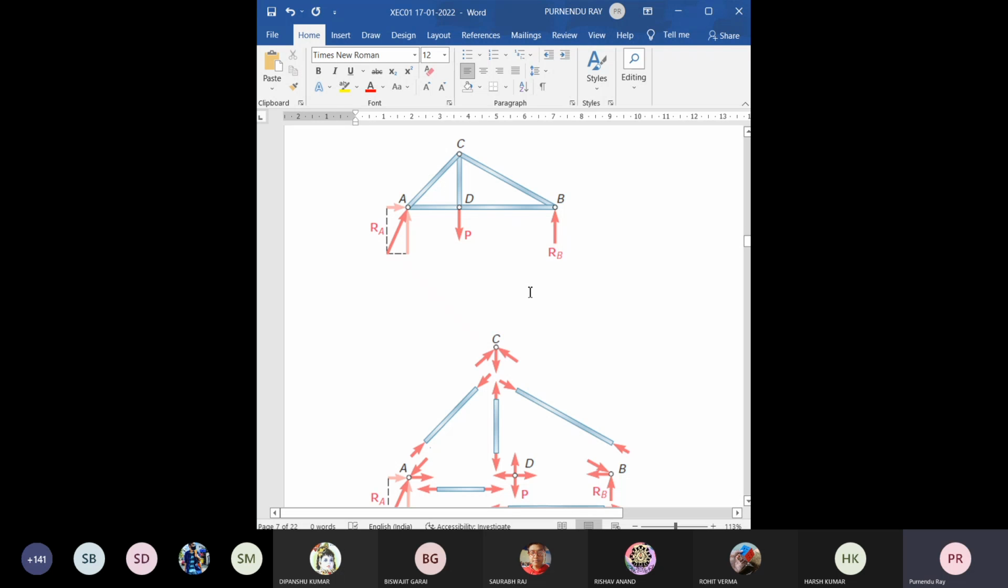So there is no restriction on which method you apply, whether purely graphical, purely analytical, or a combination of that, but you must be confident about it, and the solution steps must be shown properly in detail.